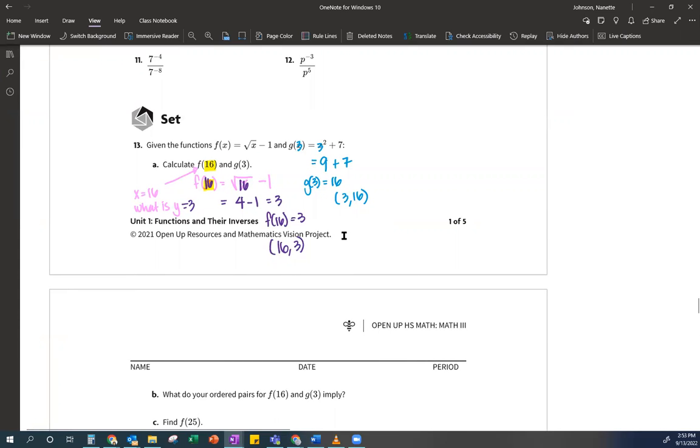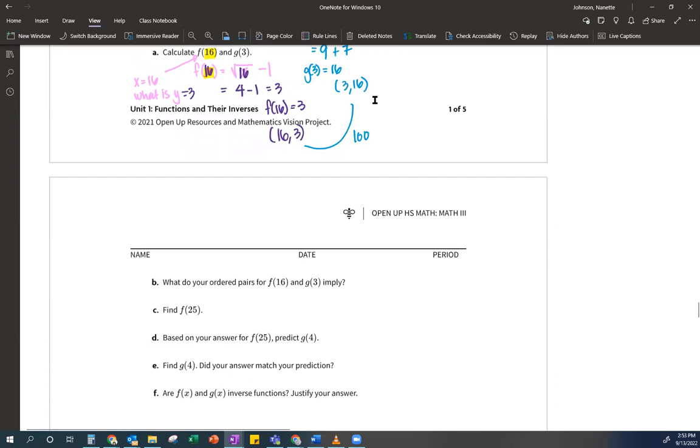I'm going to say, look at these two things. These two imply that they could be inverses of each other. Ms. Johnson, why don't you say they are inverses? Well, the word imply means that you're saying this is my guess. This is what it could possibly mean. It doesn't mean that it is.